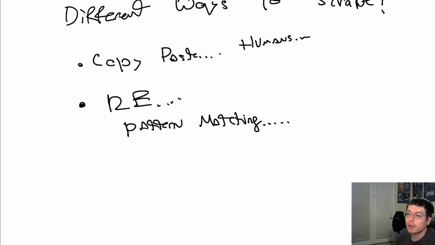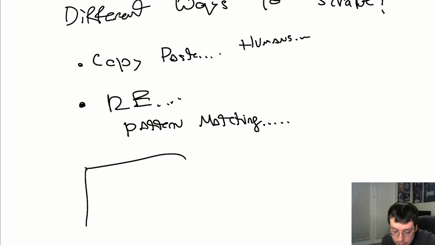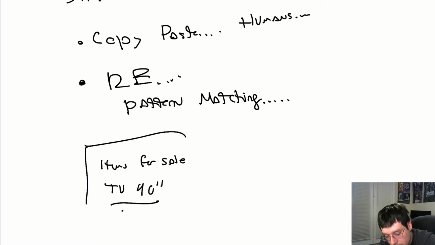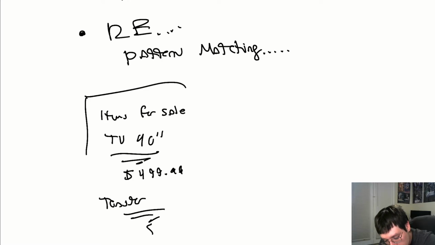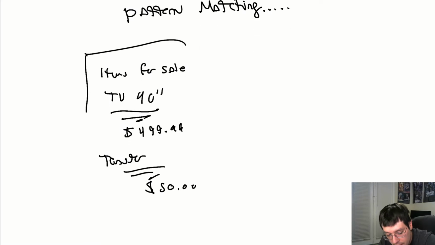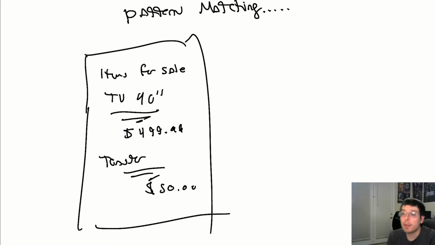So suppose that you have a website, and in the website, you have things like items for sale: TV 40-inch, and then you have a bunch of text, and then you have another item, and maybe some dollar signs here, $499.99, and then you have toaster, some text, $50, and so on, right? You could try to find a pattern as to how the data is organized within the website and try to extract the information you want. So suppose you're trying to extract what items are for sale and their prices.